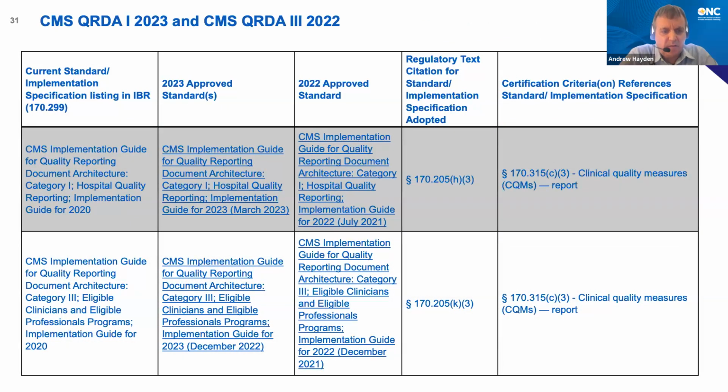Also related to the CMS quality reporting program, we have the latest updates to CMS QRDA 1 2023 and CMS QRDA 3 2022. As mentioned, these pertain to the quality reporting requirements, and this is just an annual update. We updated them annually last year as well during the SVAP cycle. Now I will be turning this over to Rob and or Sean to address questions from the Q&A portal. Thank you.